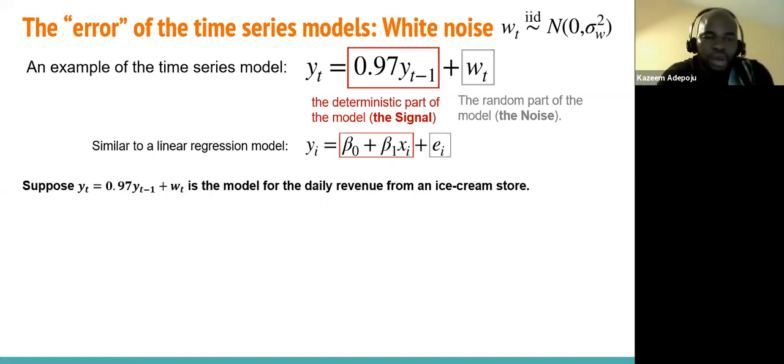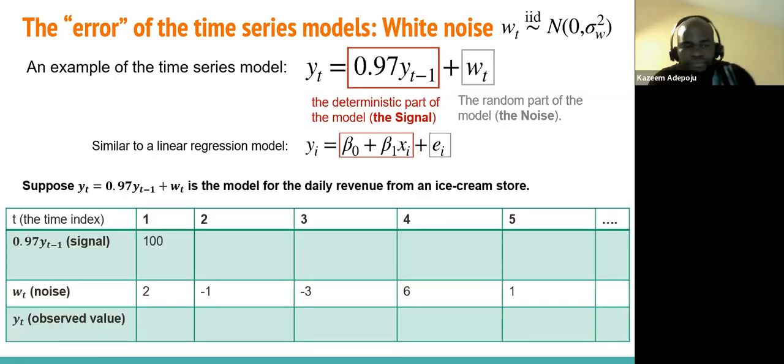Okay, thank you. Suppose Yt equals that is the model for the daily revenue from an ice cream store. Suppose this is the model we're actually using as a daily revenue from an ice cream store. Yt is the amount realized daily from the sales of ice cream. It's like a revenue. And we're trying to build a model where we can link the current amount realized with the immediate past. So that is the model.